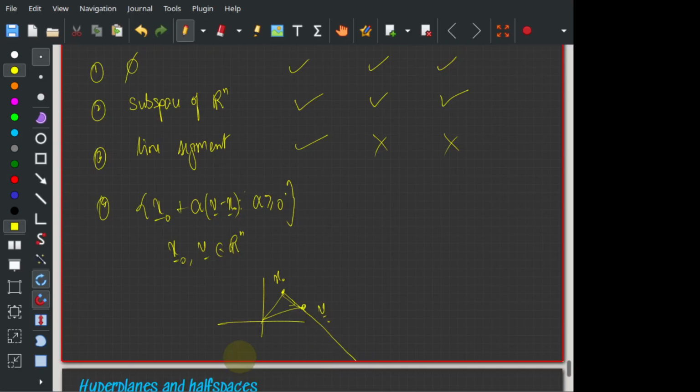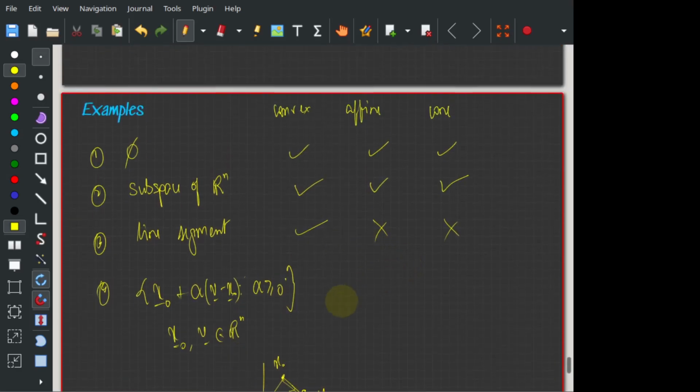Now, is this convex? It's a convex set. Does everyone agree? It's not a line segment. It's basically a line which extends all the way up to infinity, but only in one direction. So it is convex. Is it affine? It's not affine. For it to be affine, it would have to extend all the way back to infinity. Is it a cone?